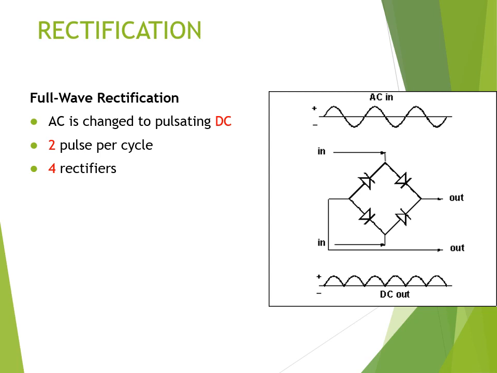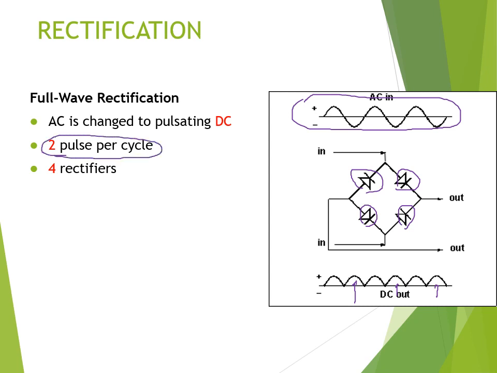And then we have full wave rectification, which is where AC is changed to pulsating DC. In this case, we're going to go from alternating again, but this time we're going to use 4 rectifiers. These are the rectifiers, the solid state diodes made up of silicon. And we're going to change the negative pulses to positive pulses. So we have 2 pulses per cycle now. So if this is an alternating current, after full wave rectification, we would have 2 pulses. And that's why it's called full wave rectification, because we have 2 pulses in one cycle.